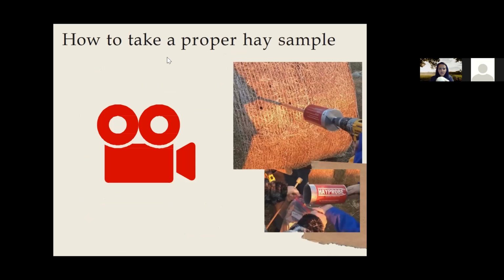I know we've got a lot to get through this evening, so I'll show you how to actually do a hay test. So hopefully this video will help give you a little bit of an idea.